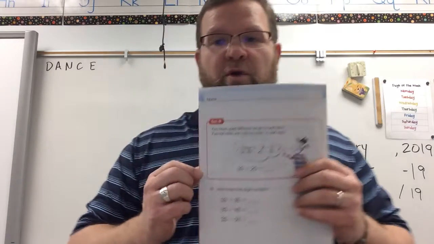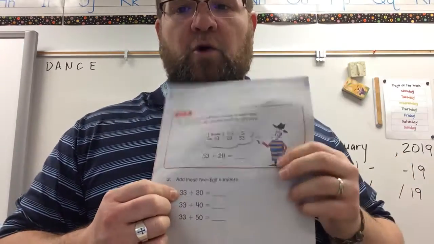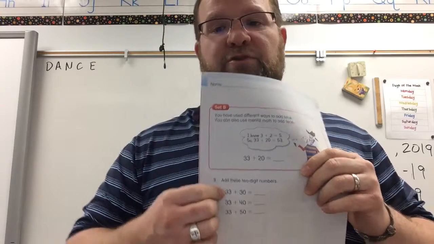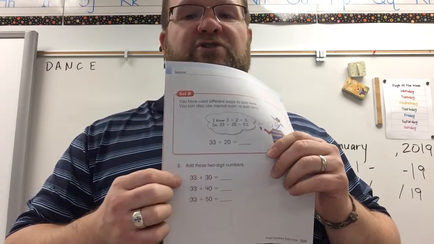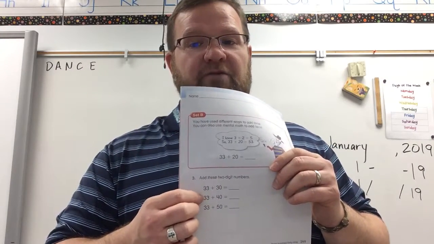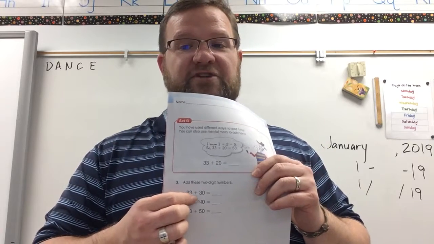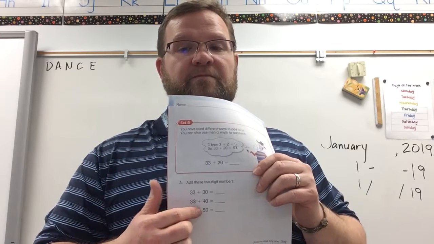Very good. So we'll look at those really quickly. 33, that's our starting point. Now the only number that changes is our tens place, which is the first number. And it's going to get bigger by 3, that's right. So 33 and 30, you should have finished with 63. 33 and 40, our 3 is going to get bigger by 4, so you should have finished at 73. And then 33 and 50, you should have finished at 83.